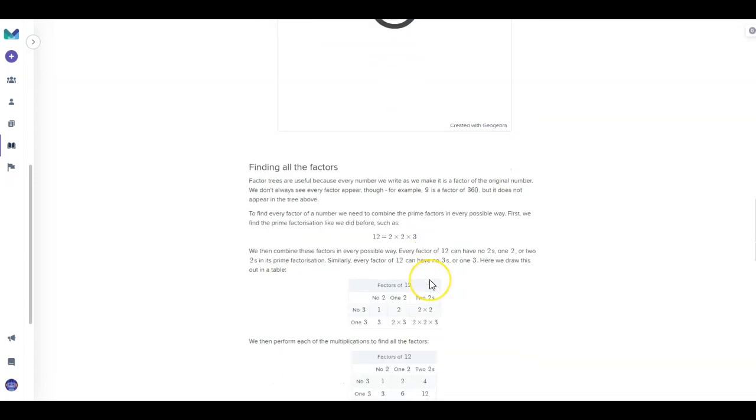And then the last section here is about finding all the factors of a number. Now, we did that previously by using our t-charts, where we had our t and found all the numbers down one side and the other side. And I'm going to suggest that you maybe continue to use that method.